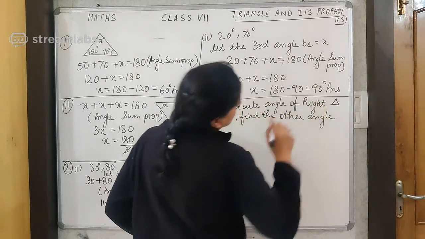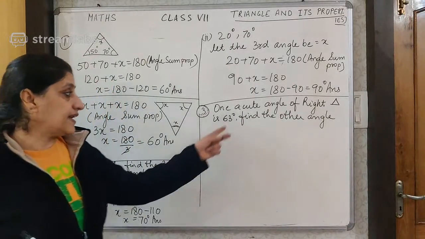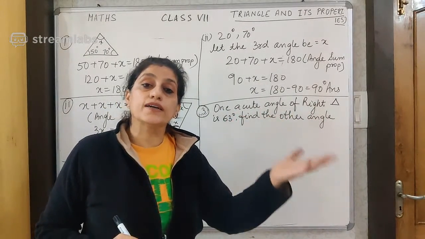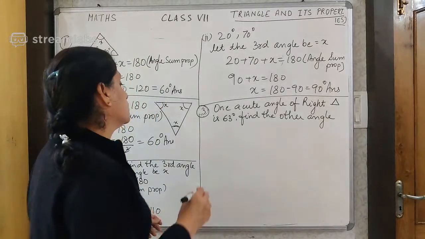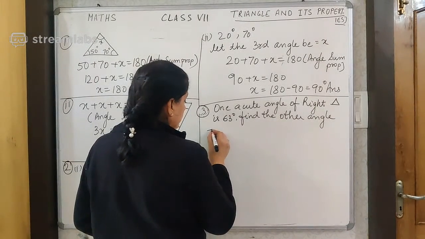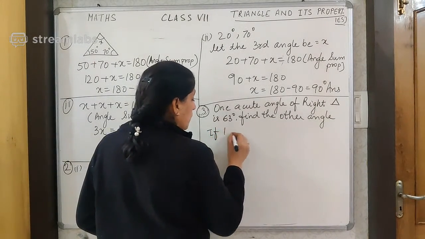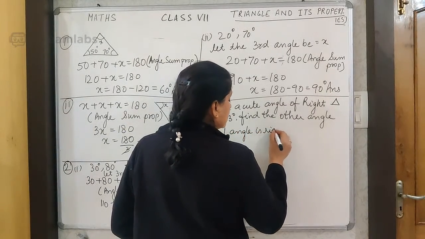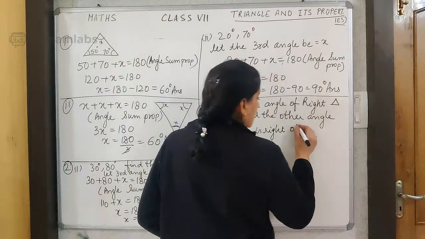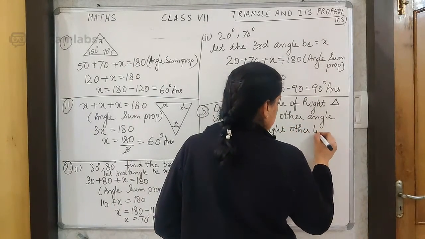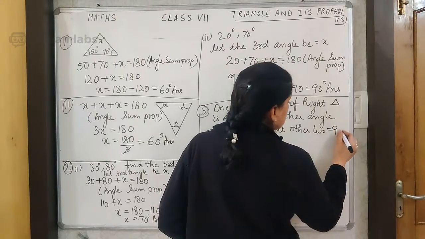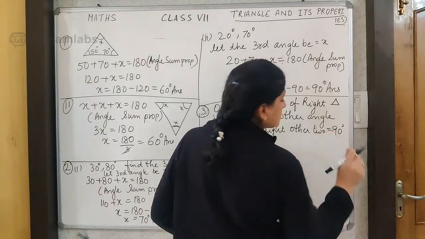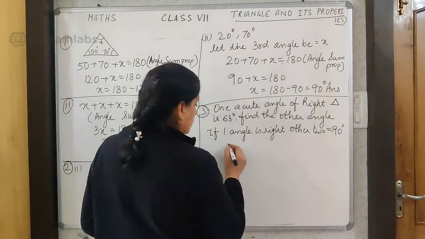If you remember, here in the start of the video only I told you, if one angle is a right angle, the other two angles will sum to 90 degrees. So we will use that property. If one angle is right, the other two are equal to 90 degrees. And if you have missed it, you can go back in the video and have a look.